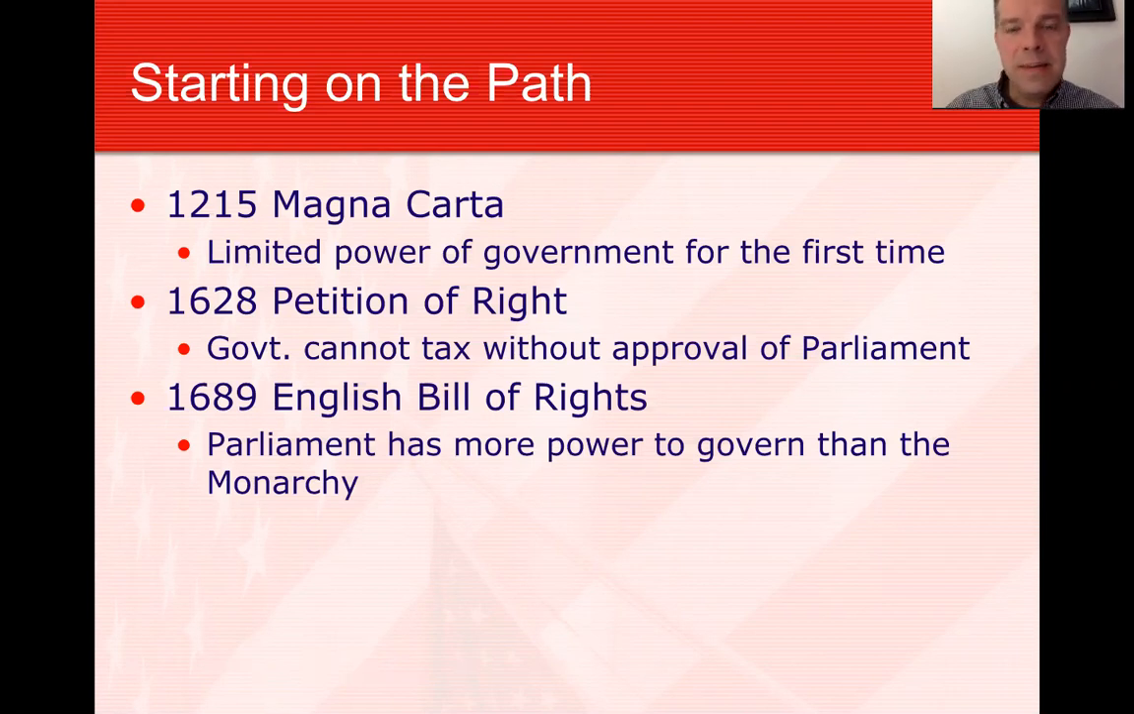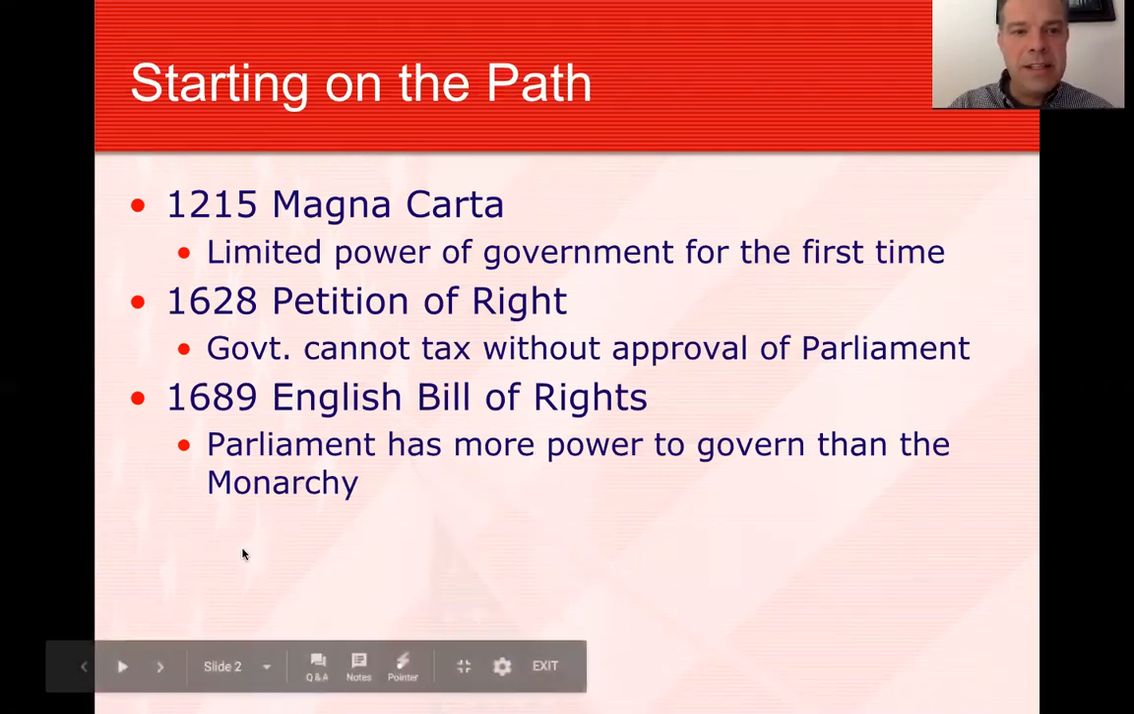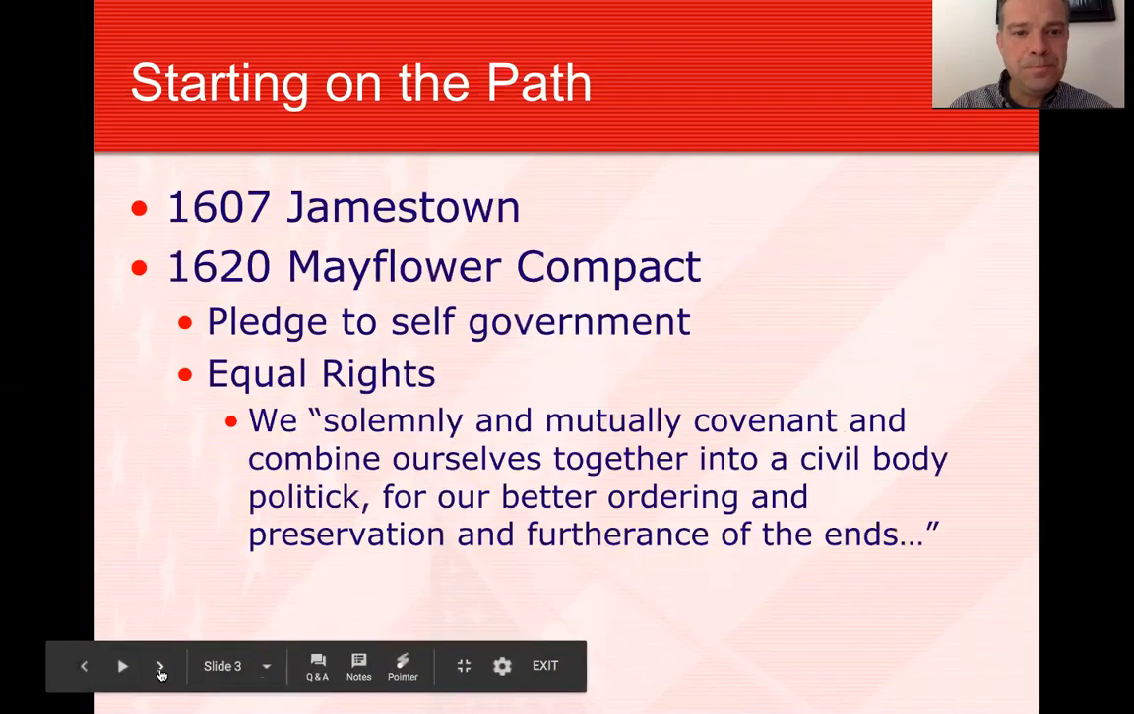And there were other documents around the world, in Africa and other places, that were doing the same thing. But for us, in getting to the Declaration of Independence, the Magna Carta is really the first step in that direction. And you see some other documents there: 1628, the Petition of Right, which means that the Parliament, which was made up of people and nobles, was given the power to tax, and the English Bill of Rights in 1689.